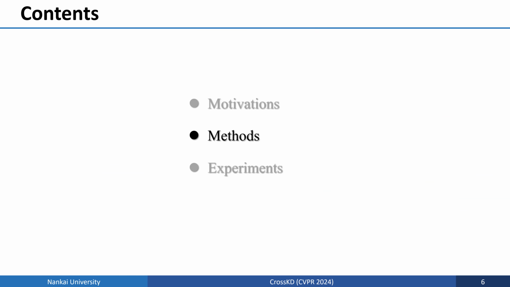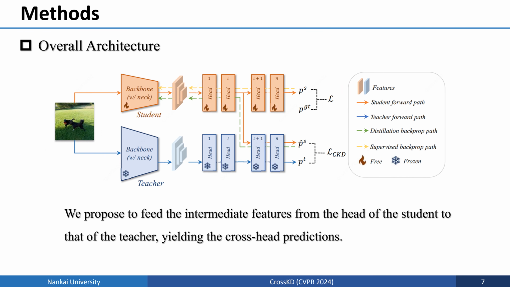To alleviate this problem, we present a crosshead knowledge distillation pipeline, abbreviated as CrossKD. The overall framework is illustrated in the above figure. Like many previous prediction mimicking methods, our CrossKD performs the distillation process on the predictions. Differently, it delivers the intermediate features of the student to the teacher's detection head and generates crosshead predictions. Then, the KD operations can be conducted between the new crosshead predictions and the teacher's predictions.